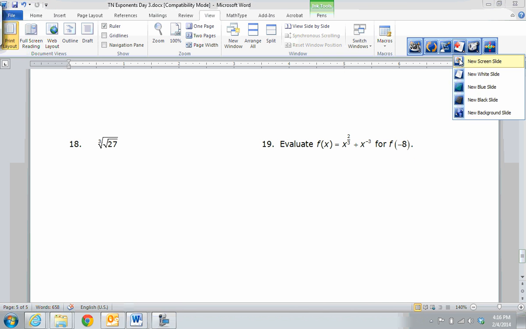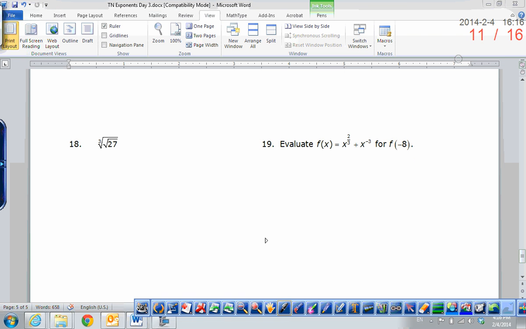Number 18 is kind of like an onion layer type deal. We've got the square root of 27, which is the same thing as 27 to the 1/2. And then I have that to the 1/3. So this, 1/3 being because it's there, is the same thing as 27 to the 1/6.